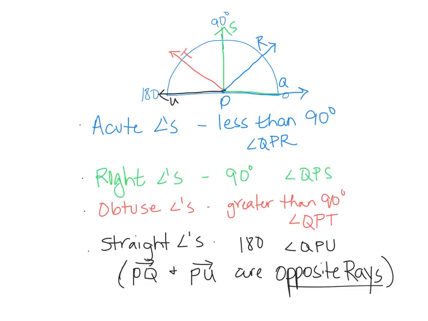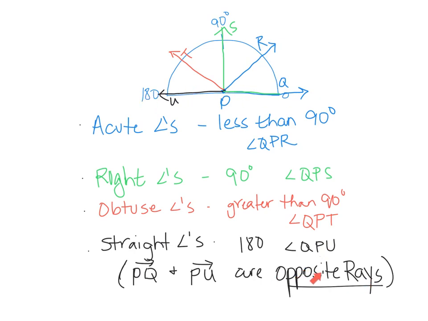Okay, so we are going to classify our angles as acute, right, obtuse, or straight. Acute angles are angles that are less than 90 degrees, for example, angle QPR. Right angles are exactly 90 degrees, like angle QPS. An obtuse angle is one that's greater than 90 degrees, like angle QPT. And a straight angle is 180 degrees, angle QPU, straight across.